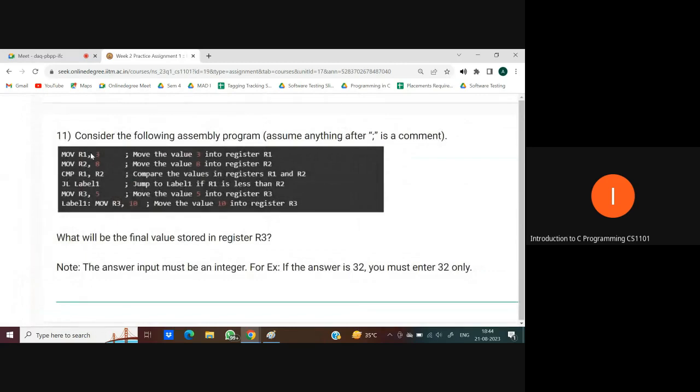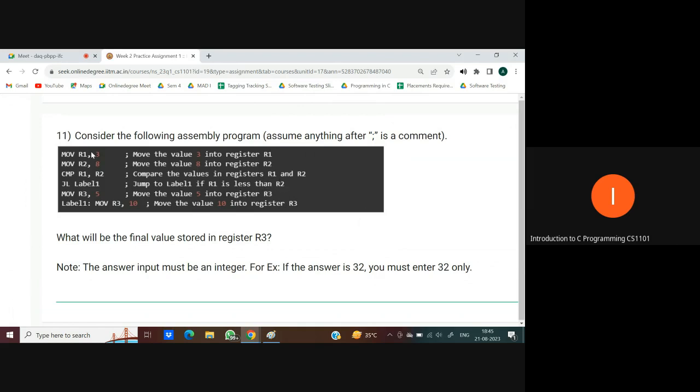So what we are doing here is moving a value of 3 into register R1. So R1 now has the value 3. Similarly, in the next instruction, we are moving a value of 8 into R2. So R1 is 3, R2 is 8. We are comparing R1 and R2. The comments are already given, so you don't really need to remember these instructions by heart. It says compare the values in registers R1 and R2, so we are comparing 3 and 8. Jump to label 1 if R1 is less than R2.